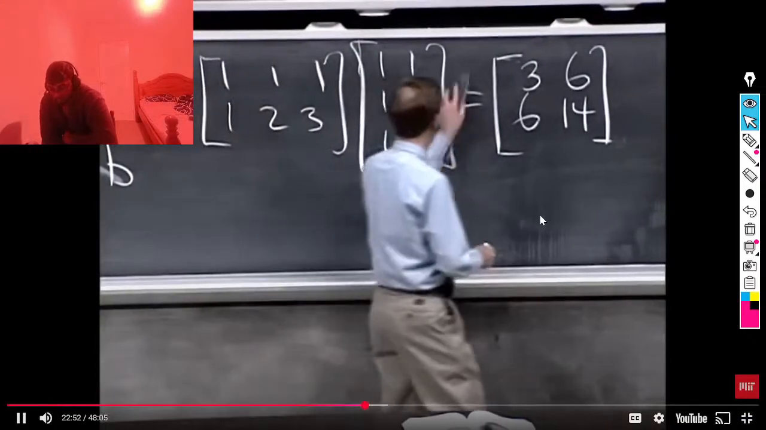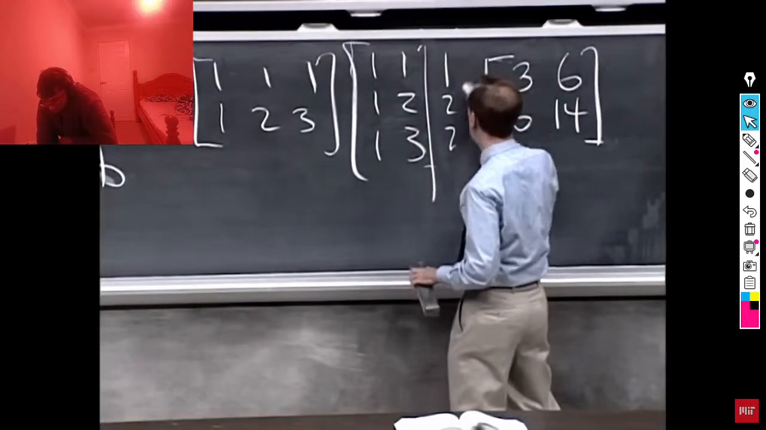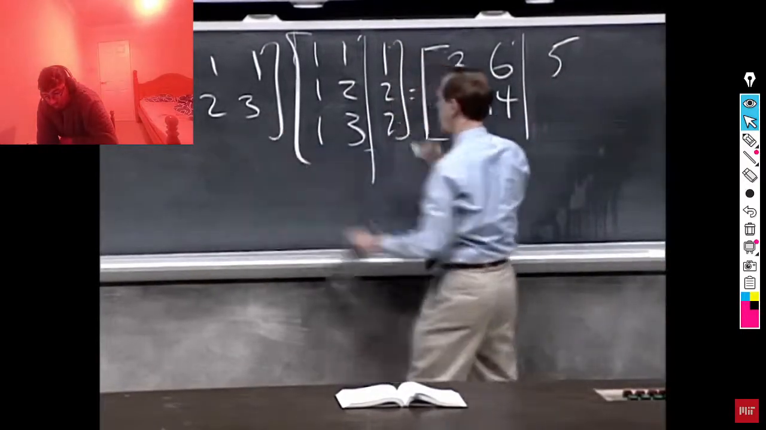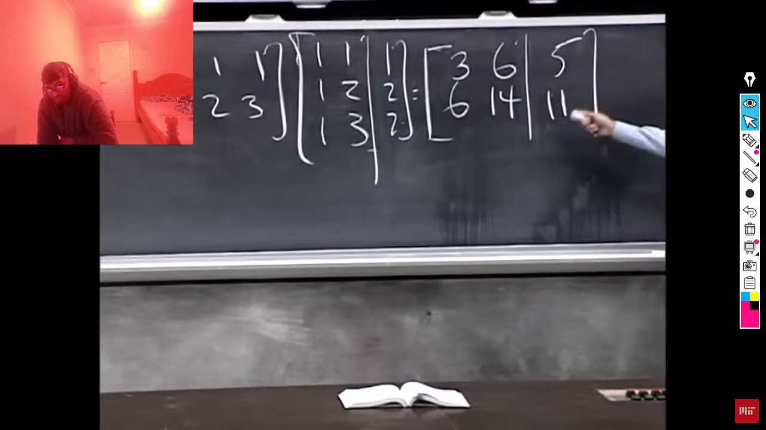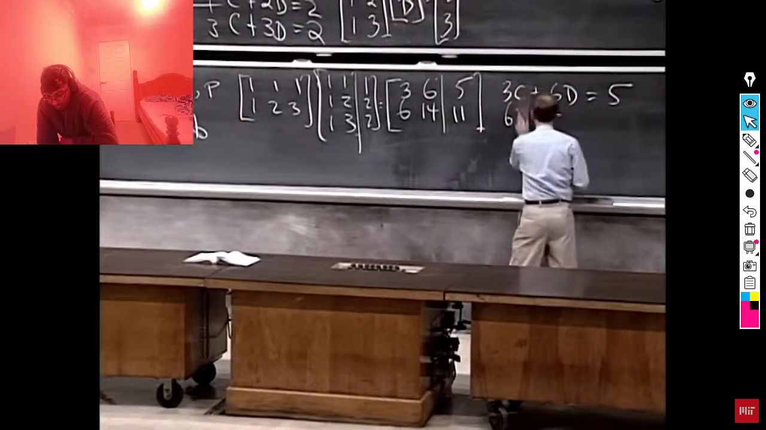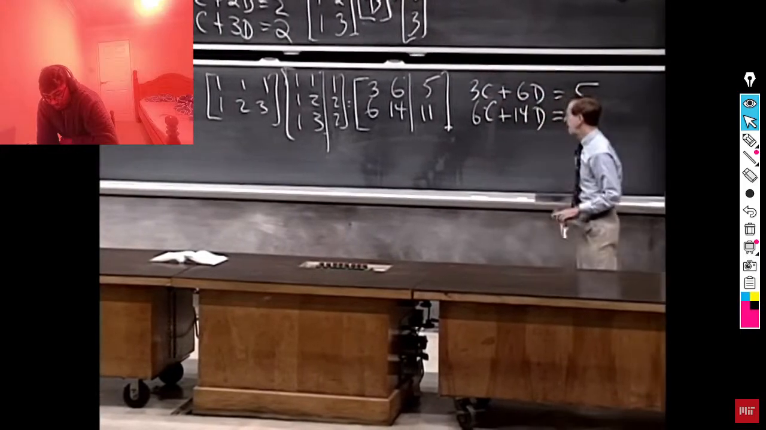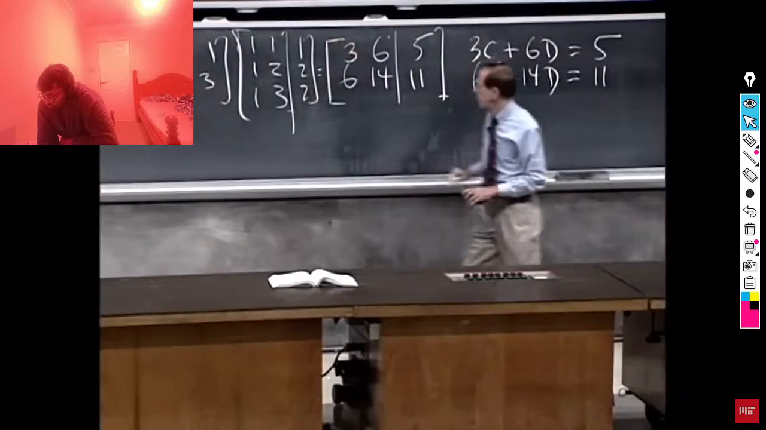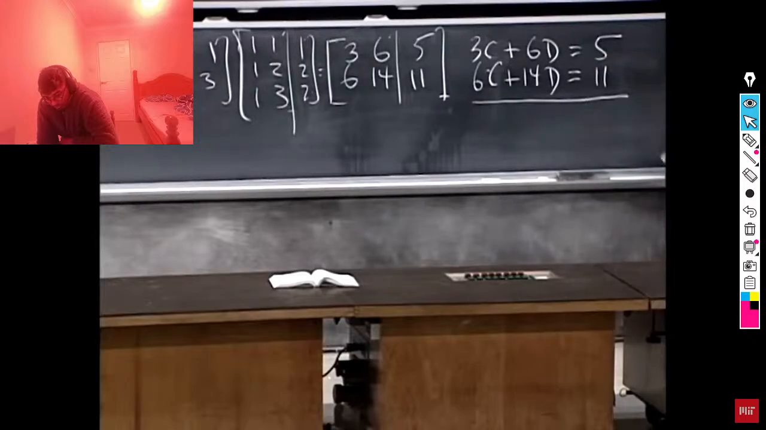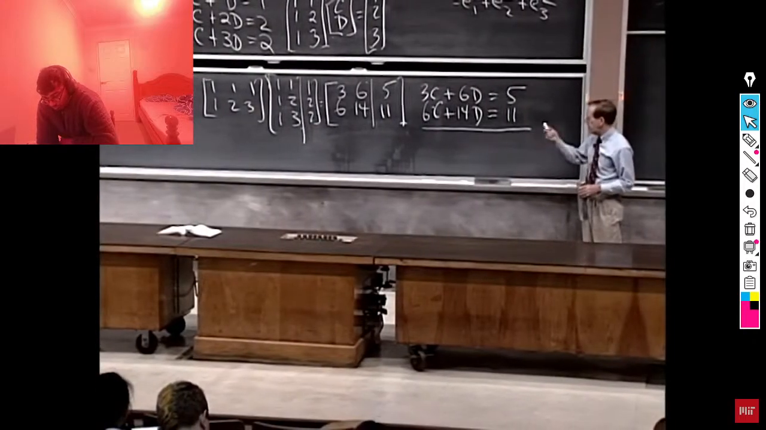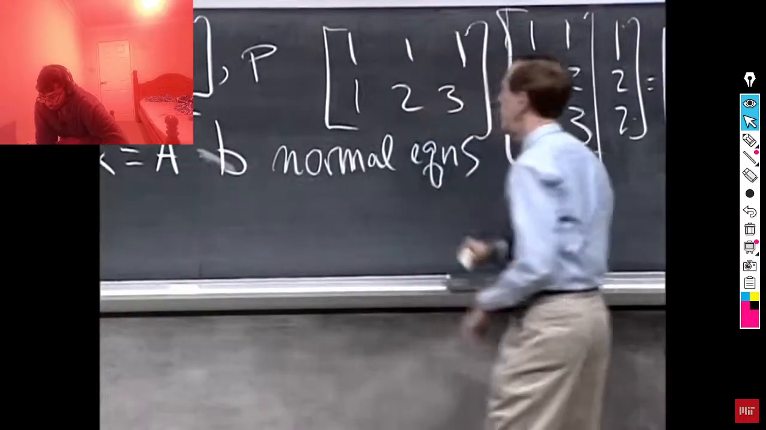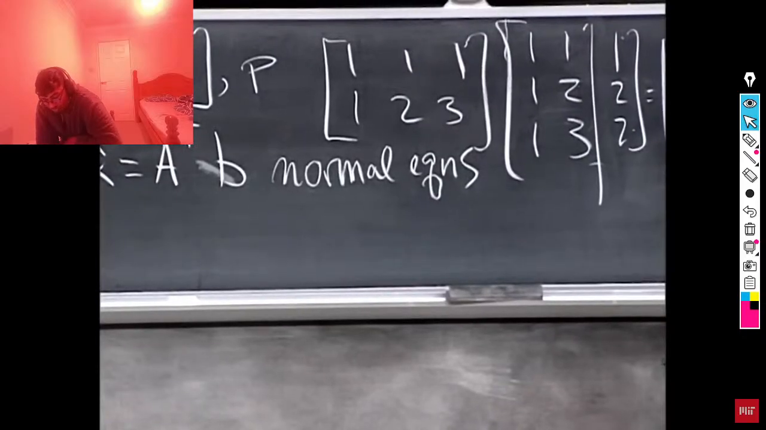So can I tack on B as an extra column here? 1, 2, 2. And the extra column A transpose B looks like 5, and 1 and 4 and 6, 11. So my equations are 3C plus 6D equals 5, and 6C plus 14D is 11. And just for safety, let me see if I did that right. 1, 1, 1 times 1, 2, 2 is 5. 1, 2, 3 times 1, 2, 2 is 1, 4, and 6, 11. Looks good. These are my equations. They're called the normal equations. I'll just write that word down. So I solve that for C and D.